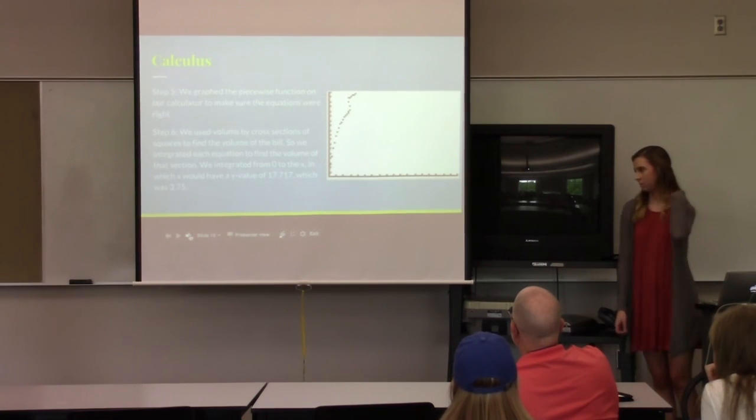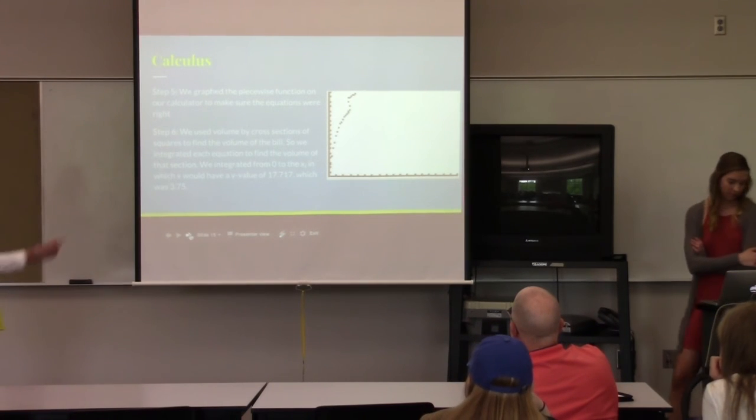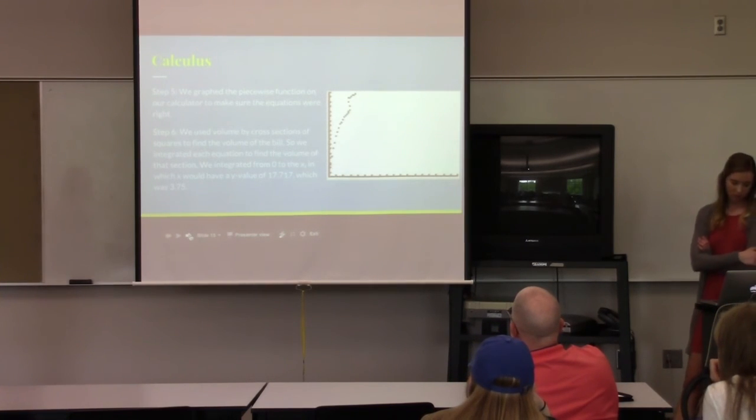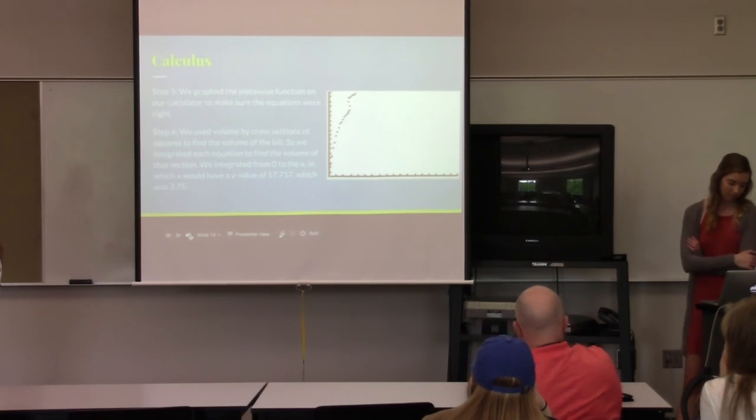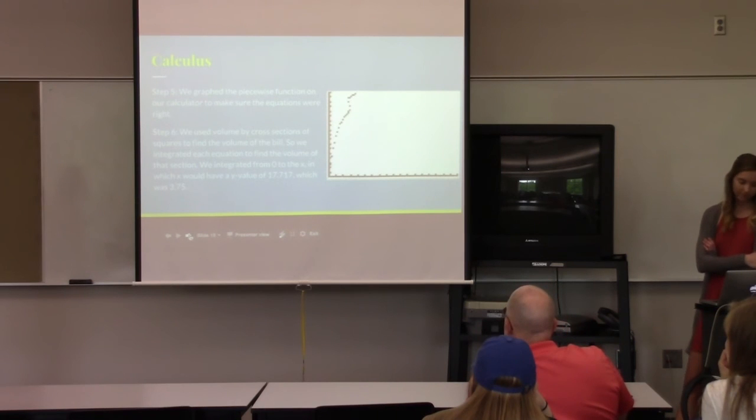After we found our equations, we plugged them into our graphing calculator to make sure they were accurate. So that's what we got for our piecewise function, and it took us a little bit of time because we forgot how to plug piecewise graphs in, but we figured it out. And then we used volume by cross-sections of squares to find the volume of the bill. So we integrated from 0 to 2 for the first one, and then we used a change for every one since our equations were different.